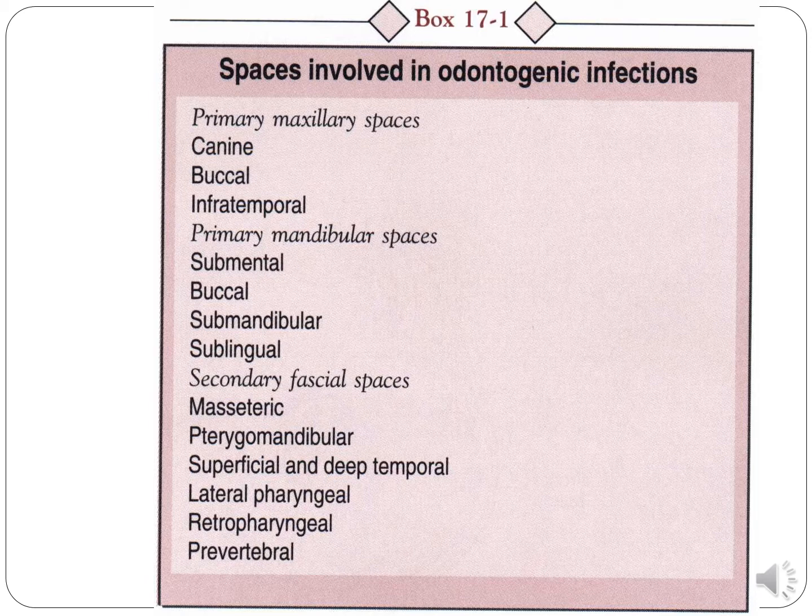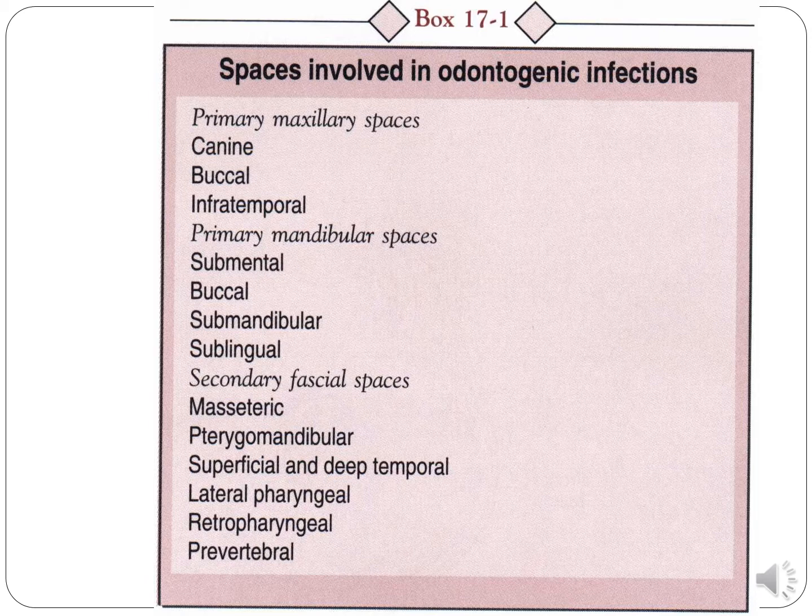They may be canine space, infratemporal, buccal space. These are all the spaces where, from the root tip, directly from the area of focus of infection, the infection will go and get contained. They are called primary spaces. Secondary spaces are those which receive infection from these primary spaces.